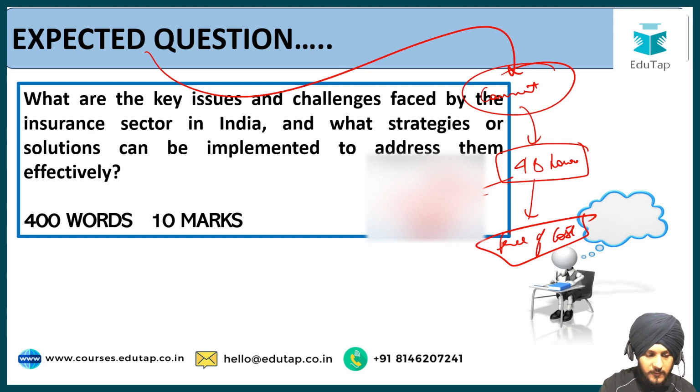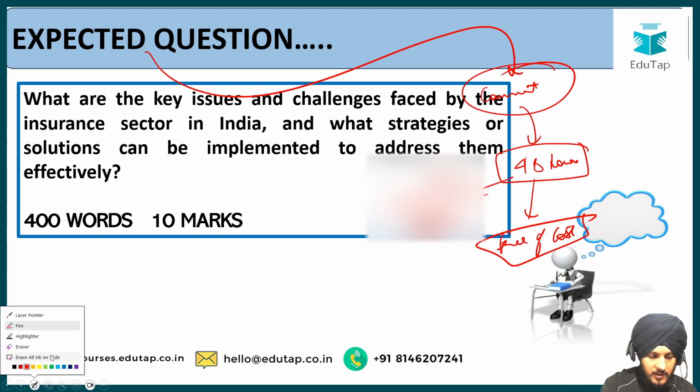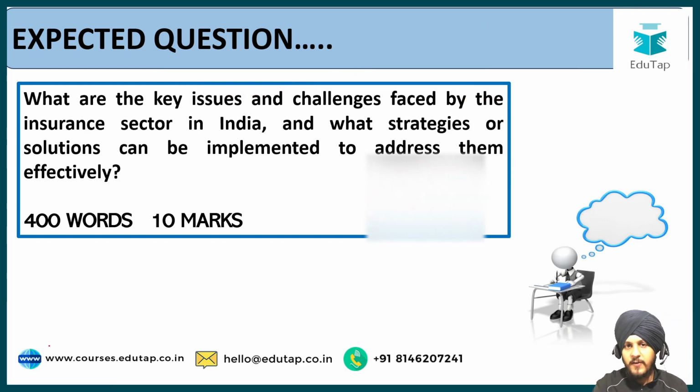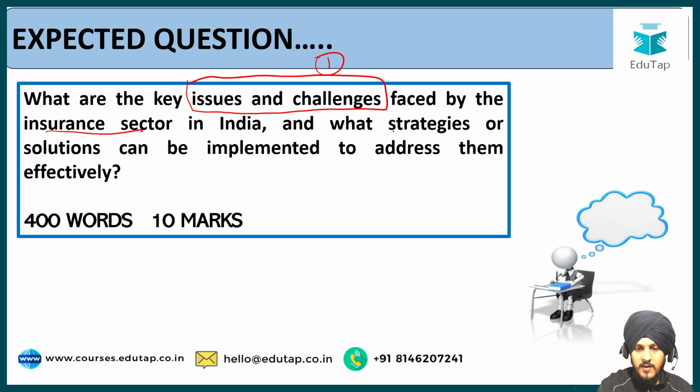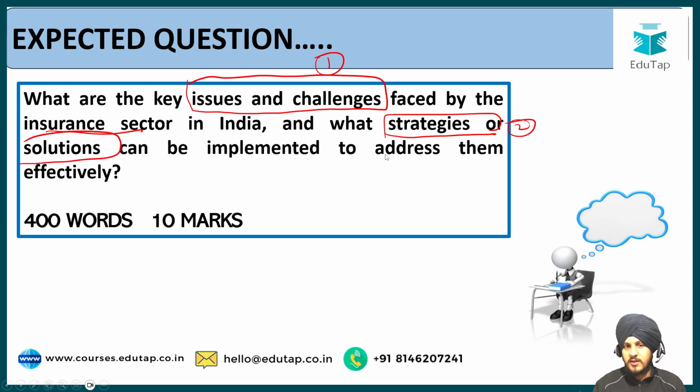As you know, the first part of our answer writing is to identify the keywords that are associated with the question. So the keywords are very clear and very straightforward in this question. The first keyword is regarding the issues and challenges of the insurance sector, and the second keyword is regarding the strategies or the solutions that can be implemented to address them effectively. So these are the two keywords that we are going to use in order to structure our answer.